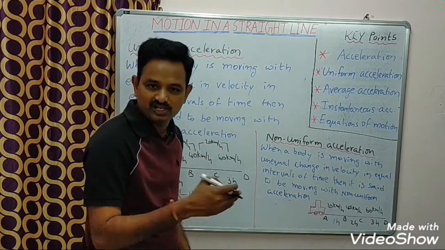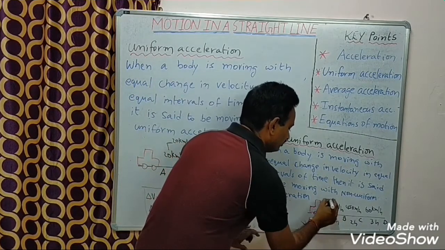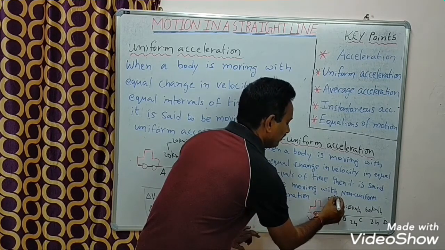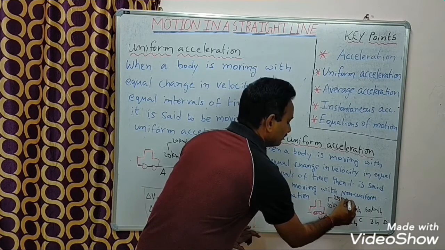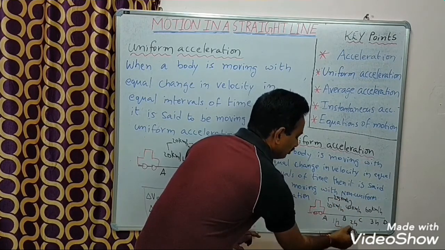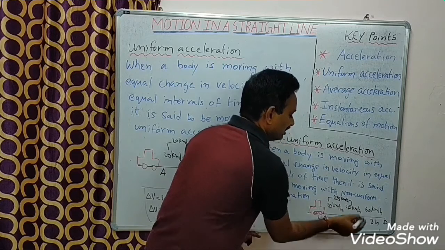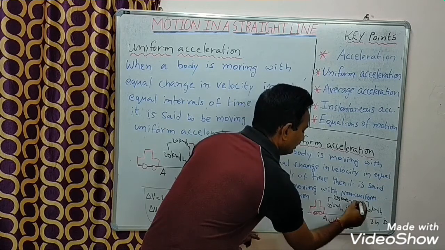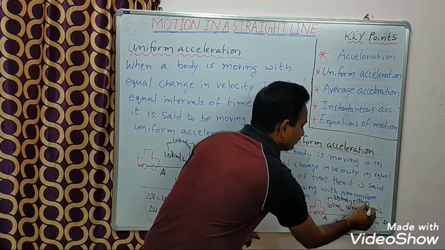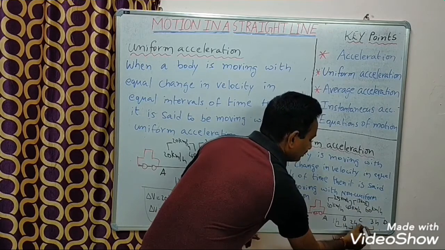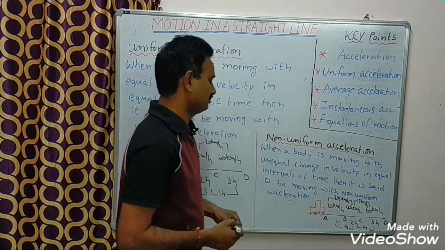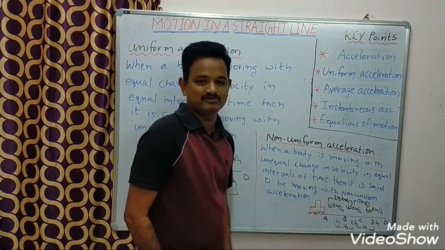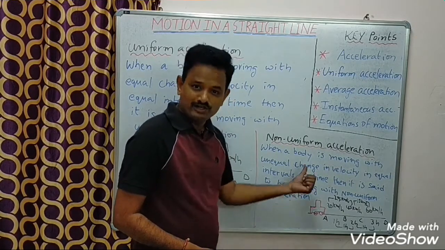Here if you observe the change in velocity, from A to C the change in velocity is 45 minus 20, that is equal to 25 km per hour, and time interval 2 minus 1 hour. Now from B to D, the change in velocity is 60 minus 45, that is equal to 15 kilometer per hour, and time interval 3 minus 2, 1 hour. Here the car is moving with unequal change in velocity in equal intervals of time, so it is said to be moving with non-uniform acceleration.